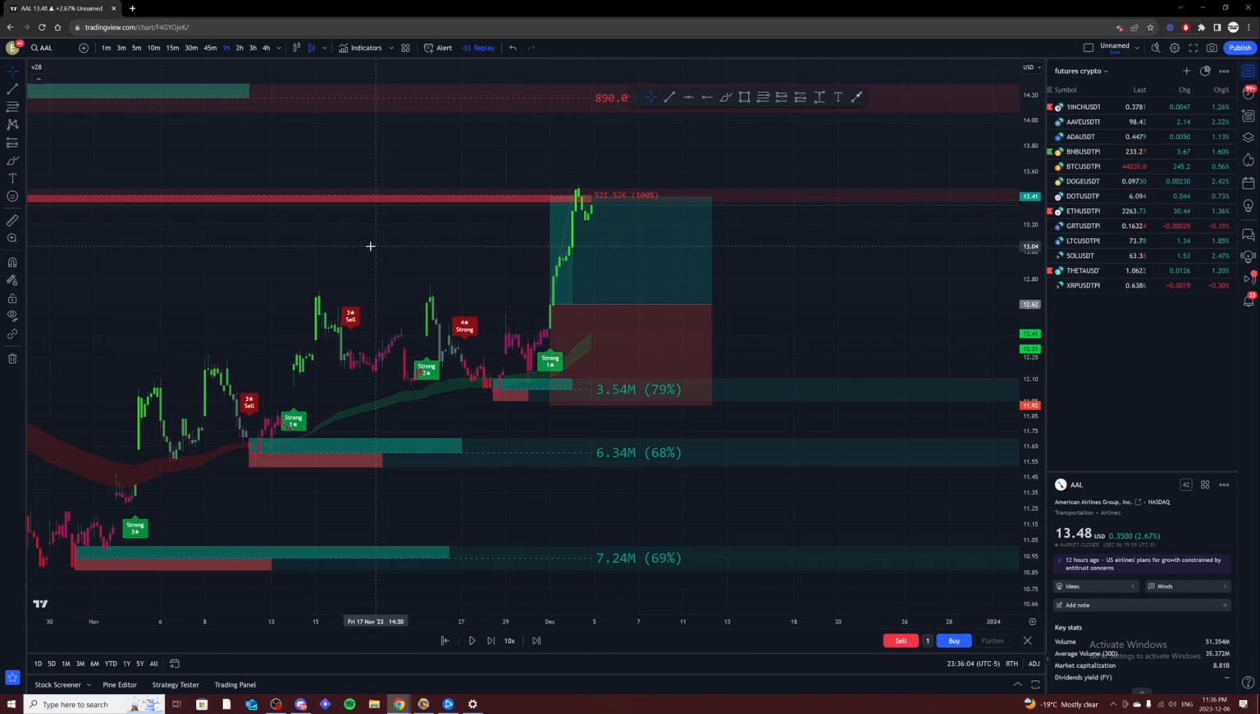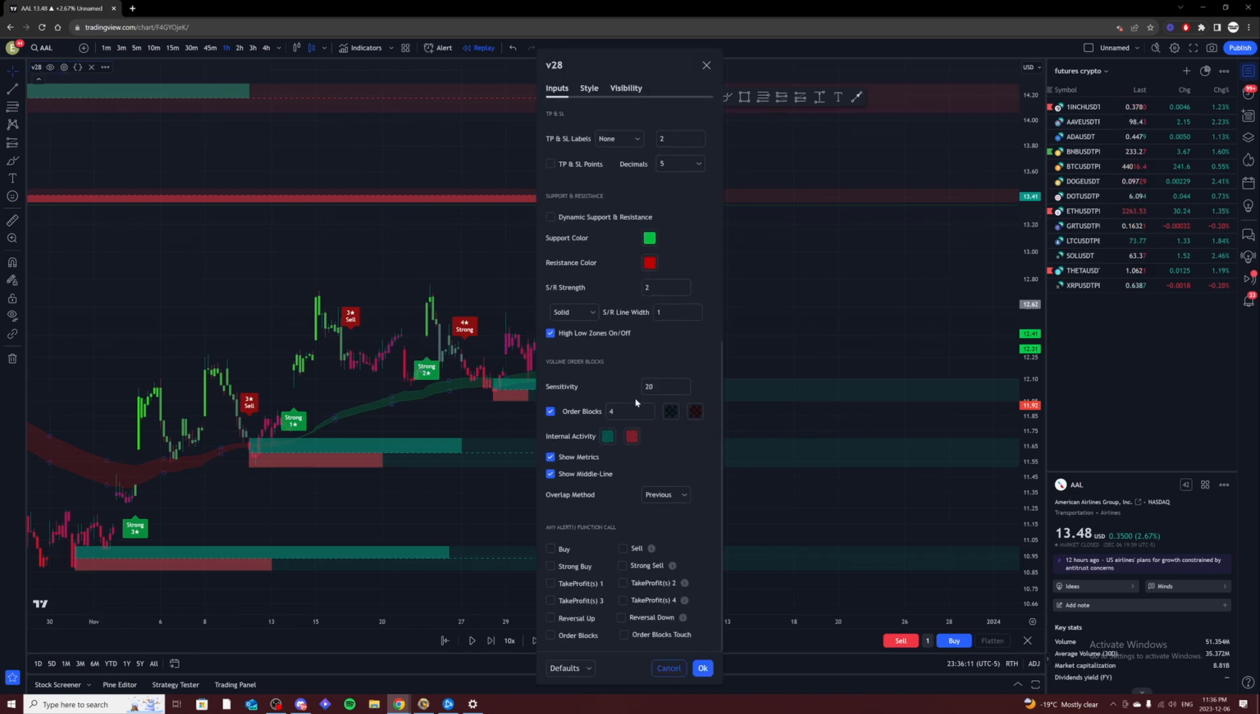Okay, so what you want to do is go into the settings of the EliteAlgo indicator. So click right over here on the settings icon. You want to scroll down all the way till you see this section right here, the any alert function call. Then you want to set up your alerts. So very simple. You want to click on buy, strong buy, sell, strong sell. And then you also want to set an alert for order block touch. Okay. And then you can set an alert for order blocks being created, but the touch one is one we really, really want. So once we have these alerts checked on, we're going to press OK.